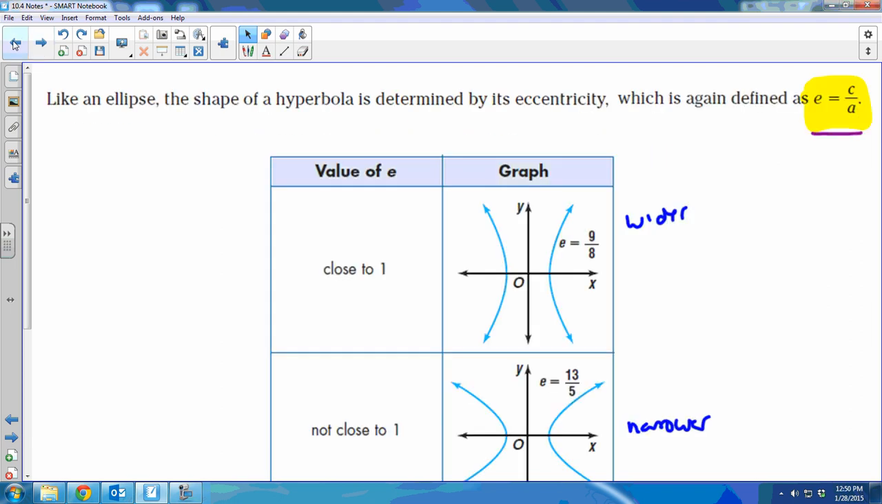Like an ellipse, the shape of a hyperbola is determined by its eccentricity, which is again defined as E equals C over A. That has not changed. It's still C over A. Now again, the purpose of the eccentricity is to tell you what the shape is. So if the E is close to 1, that means it's going to be a wider hyperbola. And if it's not close to 1, it's going to be narrower. That doesn't matter to us as much. We just need to know that E equals C over A so we can write these equations.